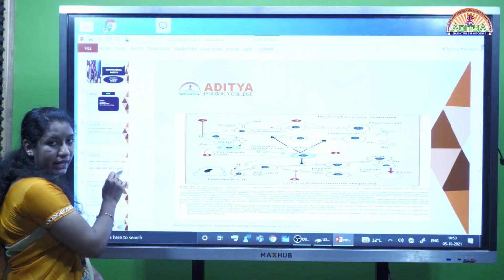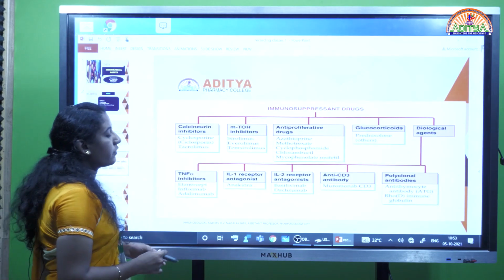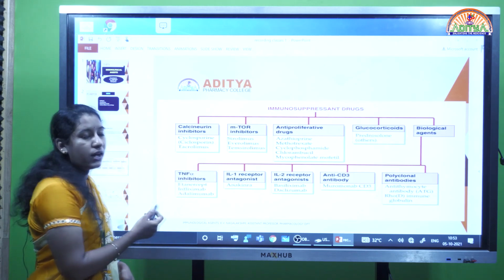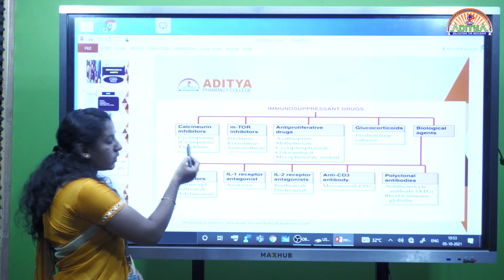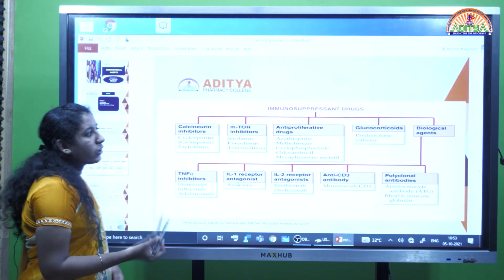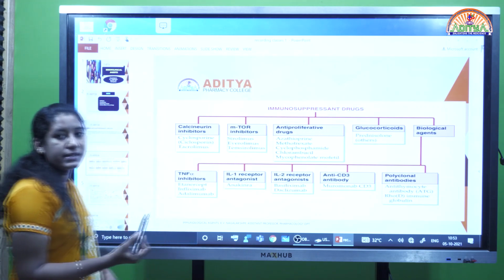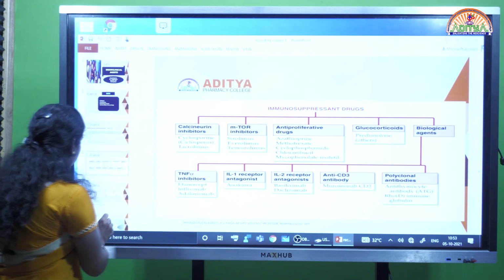Next, coming to the classification of immunosuppressants. There are various classes of immunosuppressant agents, like calcineurin inhibitors. The drugs involved in calcineurin inhibitors are cyclosporin and tacrolimus. Before going to this classification, we need to know how the helper T cells mediate or initiate the immune response.